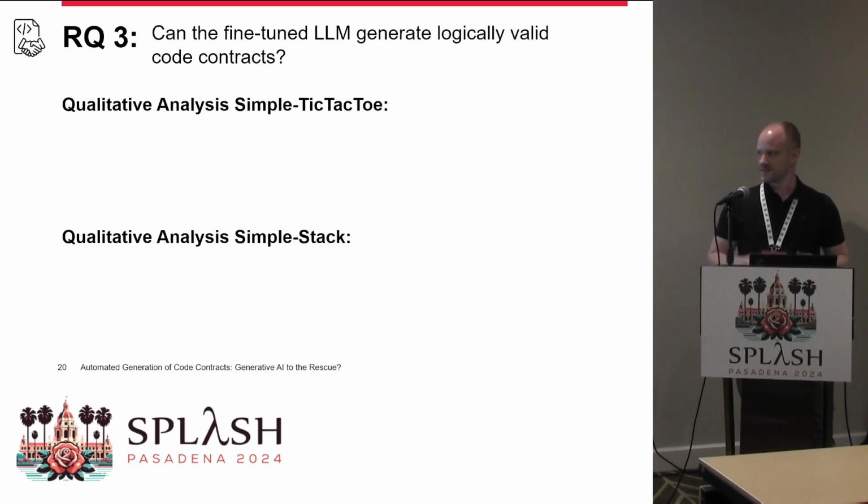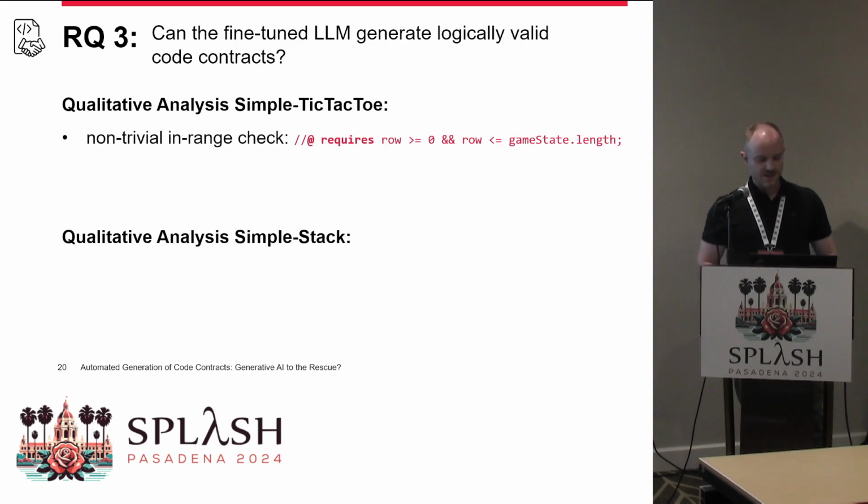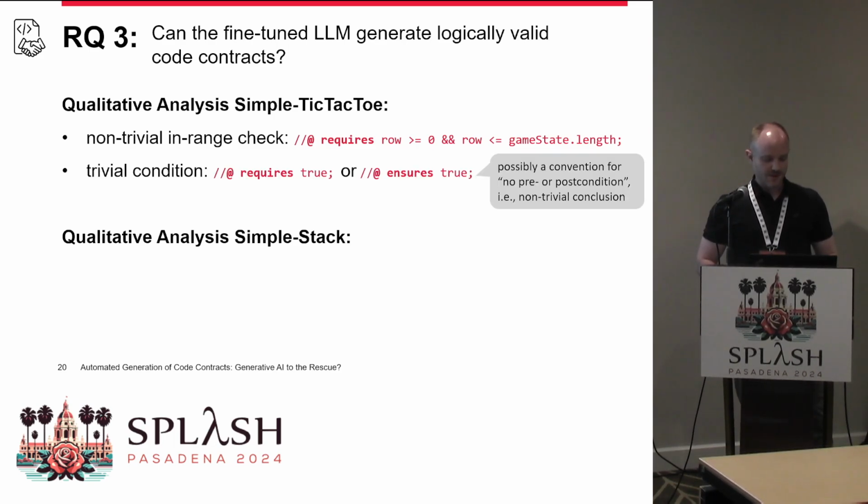To give you some ideas of what we saw in our qualitative analysis for the tic-tac-toe game, for example, we saw some non-trivial things like range checks on the board, if you get such a row, for example. Or also we saw some kind of trivial conditions, for example, that just generated requires true. Although that's maybe something which we can check a little bit closer, because as I recently learned, some of these tools actually use this as a kind of convention to say there is no precondition for this method, which would actually be a non-trivial conclusion.